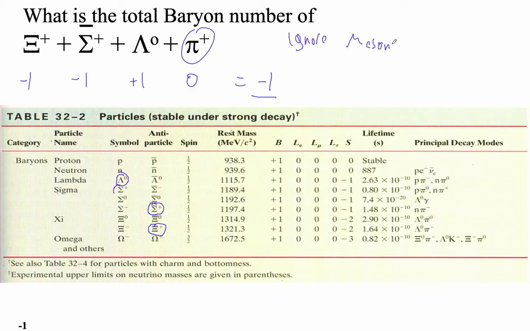Since they are not baryons, all mesons have a B equal to 0. They're not baryons, so yeah, anyway, there you go.